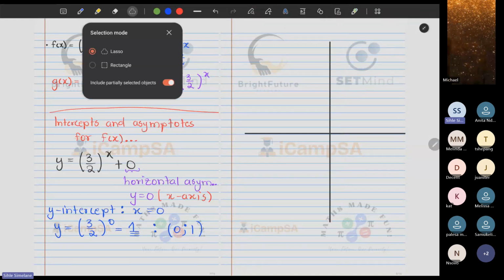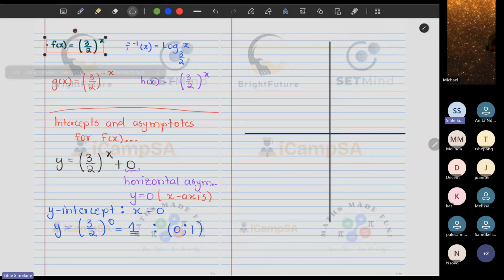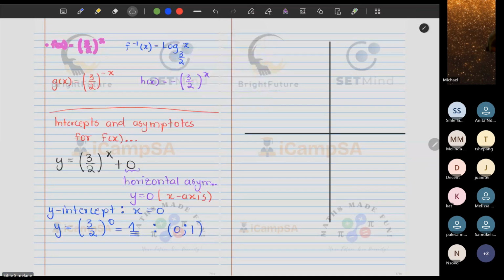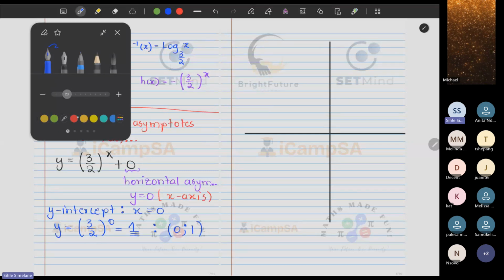So let's go ahead and start by plotting the graph. Maybe let me not make it black so that we can see which one it is. Let's have a look at another color. Let's make it pink. Okay, that is not looking good. Let me quickly rewrite that.